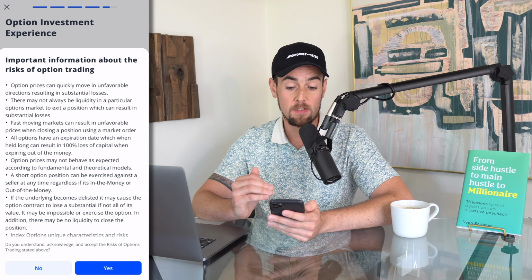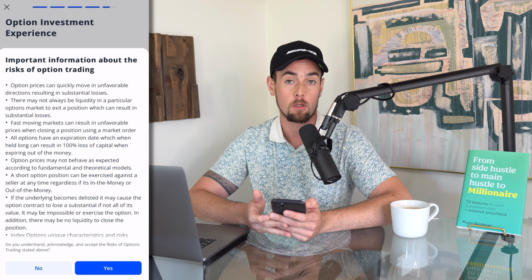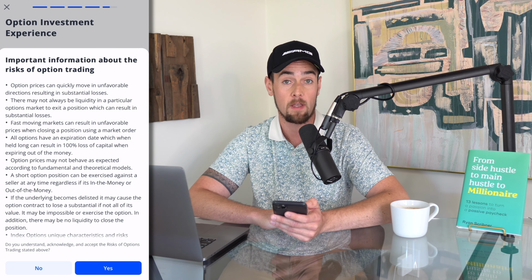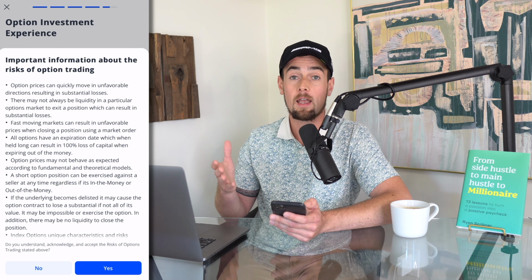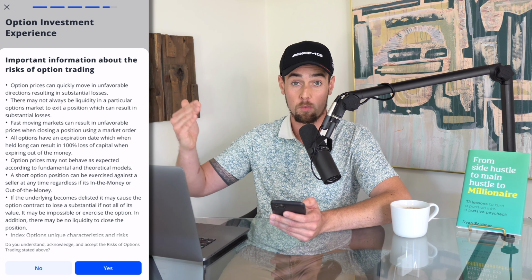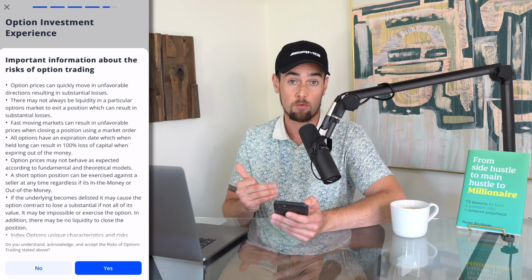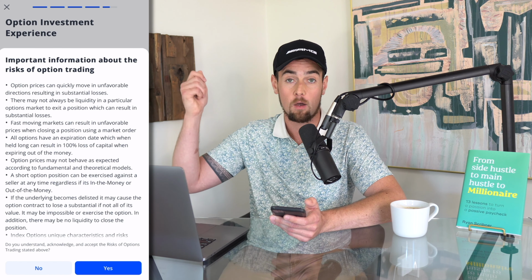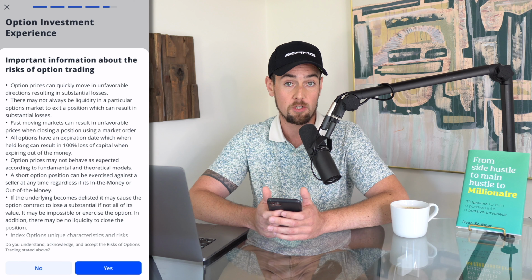At the very top, it mentions options prices can quickly move in unfavorable directions, resulting in substantial losses. It's also very possible and common to lose 100% of your invested capital into options, and that is because this is a derivative product. You are looking at an option that may or may not be exercised, and if the price moves against you in a big direction, or sometimes even a small direction, it can leave the underlying option contract near worthless. So if you have seen stocks, for example, move up and down in massive price swings, well, just picture that on steroids, and that would essentially be options trading 101.